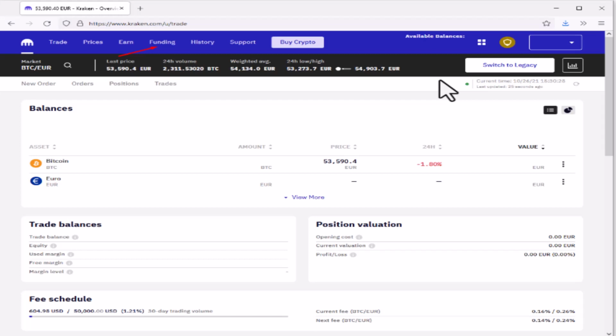In this video, I'll be showing you the ways to see profit on Kraken. To see your profit on Kraken, you'll have to track your trading activity and calculate your profit manually. Here's how you can do it.